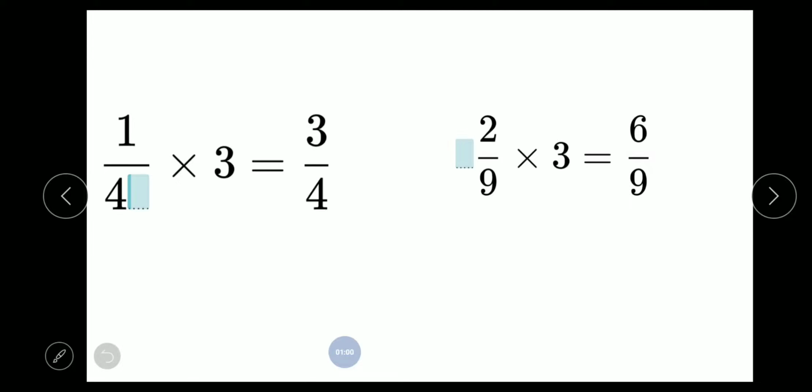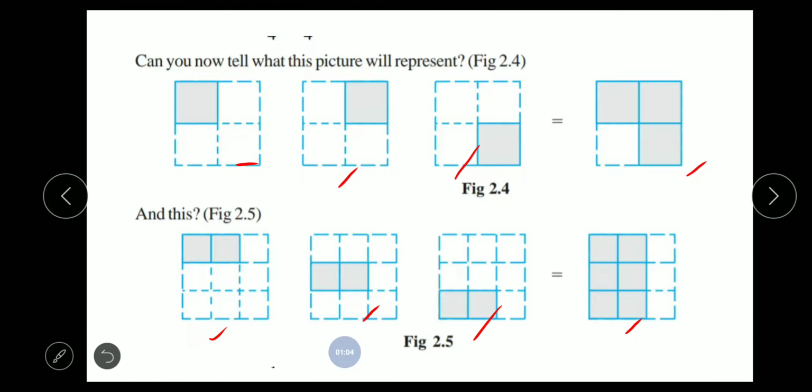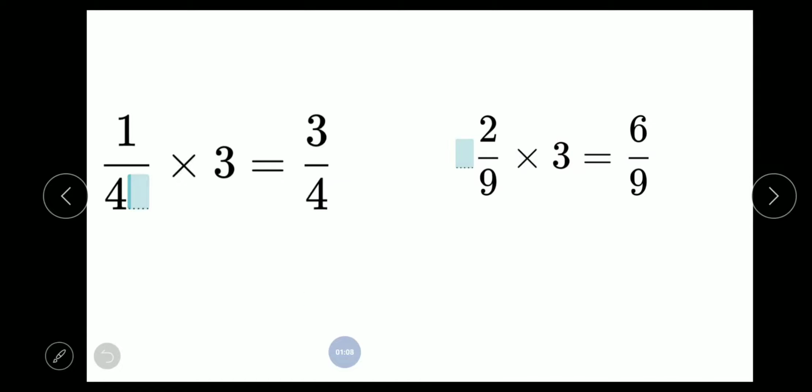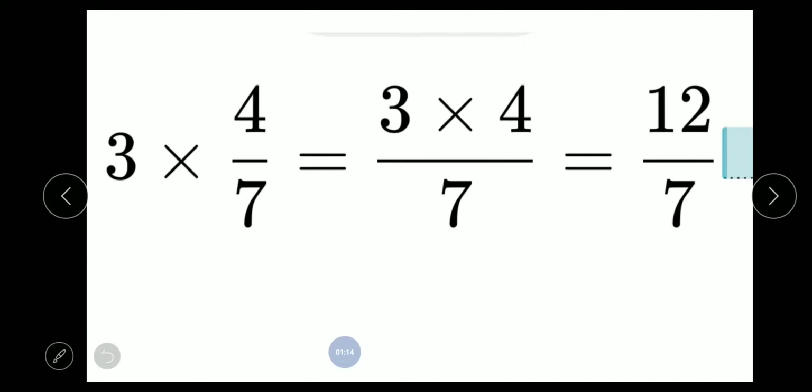1 by 4 into 3 is equal to 3 by 4. That we see here. 1 by 4 into 3 is equal to 3 by 4. 2 by 9 into 3 is equal to 6 by 9. See how to multiply a number and a fraction.